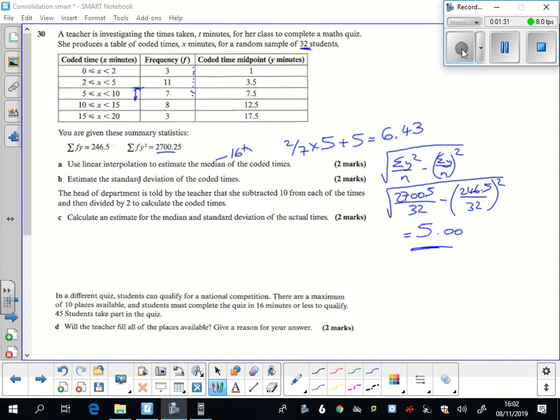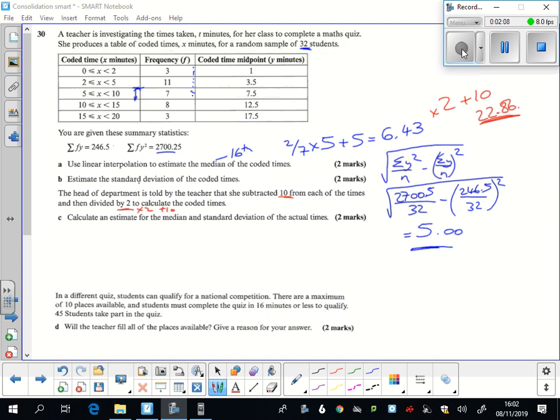Now, for some reason, this teacher decided to code all of these times. These weren't the real times. She'd subtracted 10 and divided by 2. Yeah, don't ask why. So to uncode them, we need to times by 2 and then add the 10. So that's what we'll do to this one here. We'll times it by 2 and then add the 10. So that's going to be, what's 12, 22.86, isn't it? So 22.86 for the mean of that one.